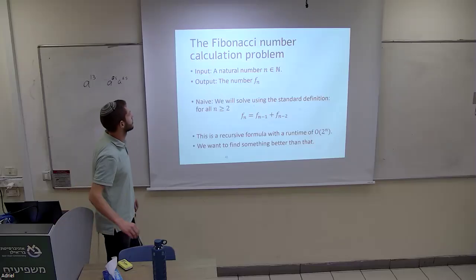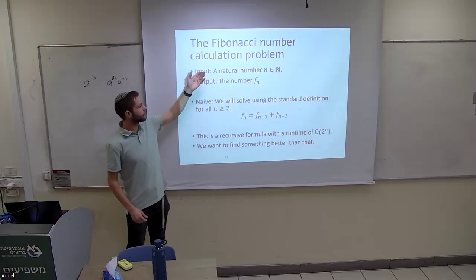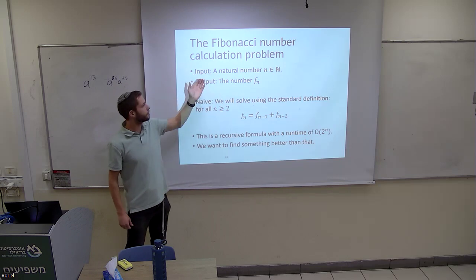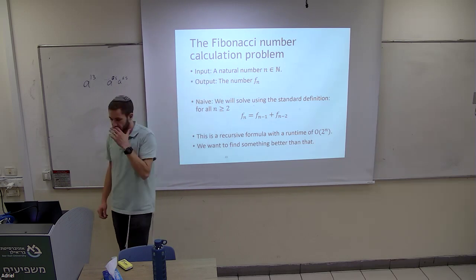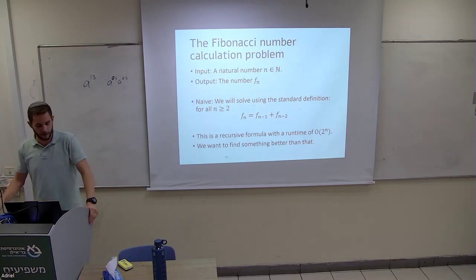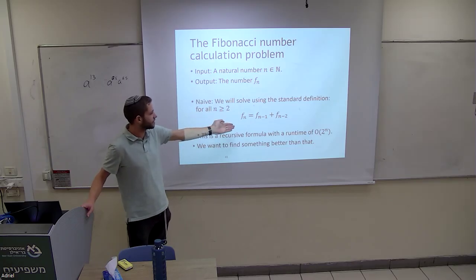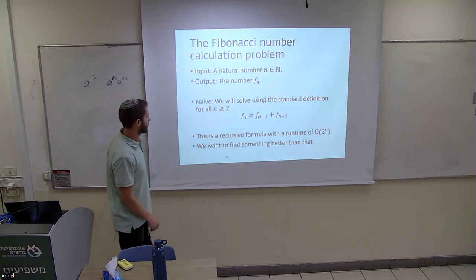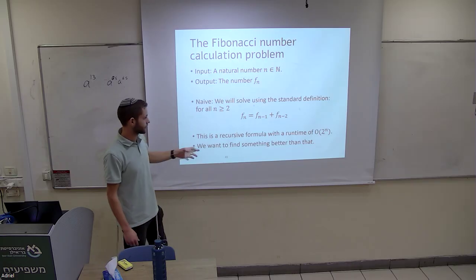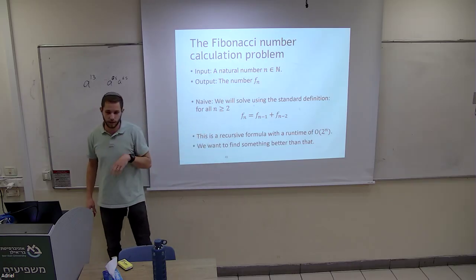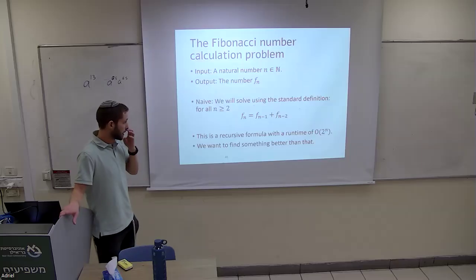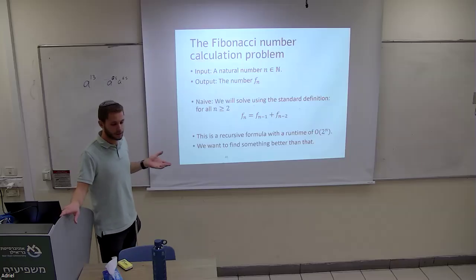But all right, so we need an input. So our problem is: we get a natural number as input, and output the Fibonacci number of order n. Okay, so already it kind of shows you the naive answer. The naive answer is basically just to use the definition and calculate it. It's a recursive formula with O of 2 to the power n, which is really, really bad. Exponential is really bad. But we need to find something better than that.